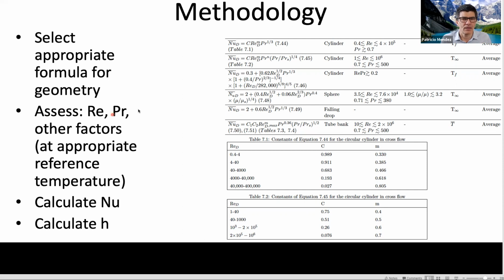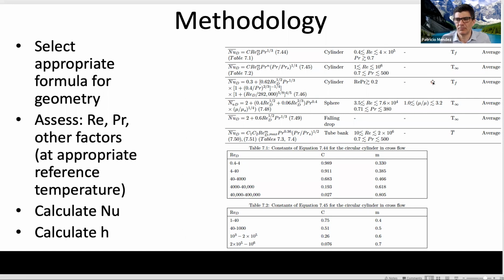Second step, you calculate Reynolds and Prandtl, and sometimes you need other factors. And you do it at the reference temperature they tell you, right? For example, this formula says the reference temperature is T infinity. That is the temperature of free flow. This formula is based on the film temperature. The film temperature is in the notes, is you take surface temperature, you take free flow temperature, and you do the average. That's what they call the film temperature.